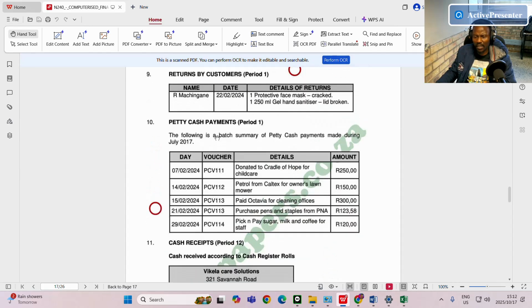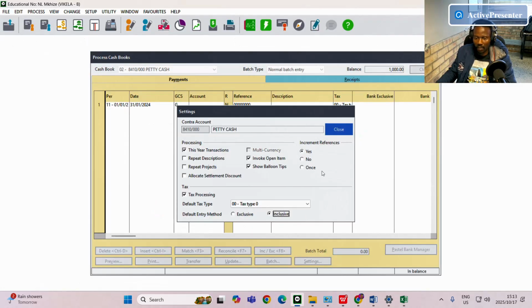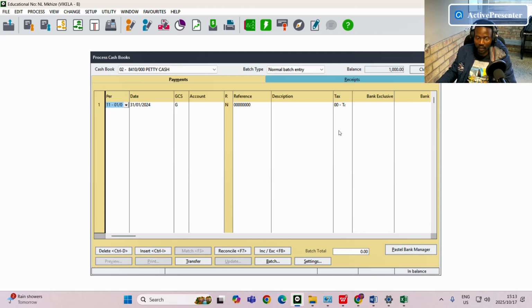Okay, so I see there's a mess here. It says period 1, period 12. It's not giving us consistent periods, but anyway, we are sticking to period number 12 because I believe period number 12 is Feb. So when I say 12, yes, it is February.